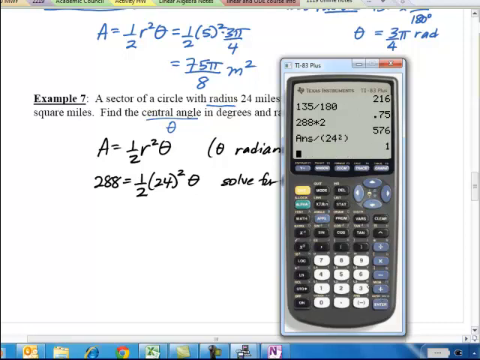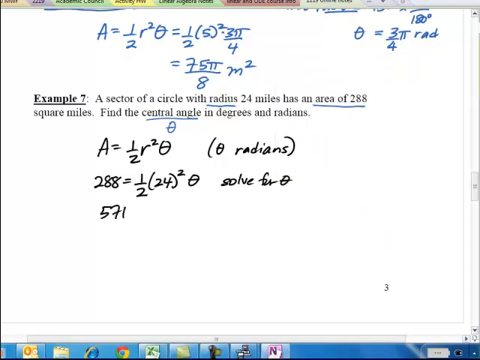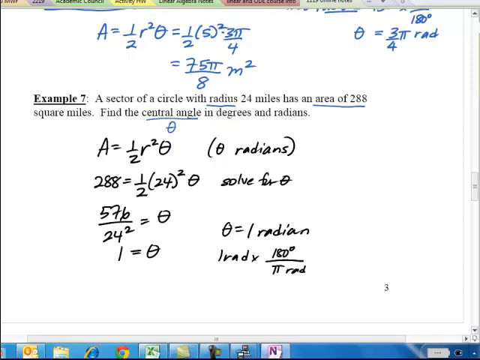It's going to give us 1. So it looks like the angle is 1 radian. And to convert to degrees, we'd multiply by 180 over pi. So we're going to get exactly 180 over pi degrees. So we've got the angle in radians and also in degrees.